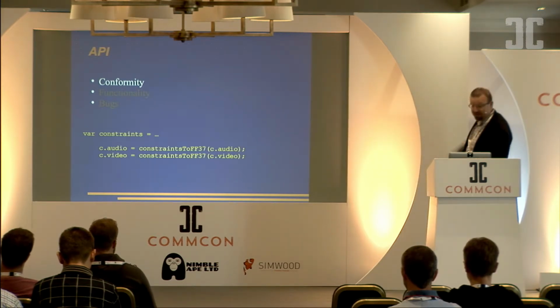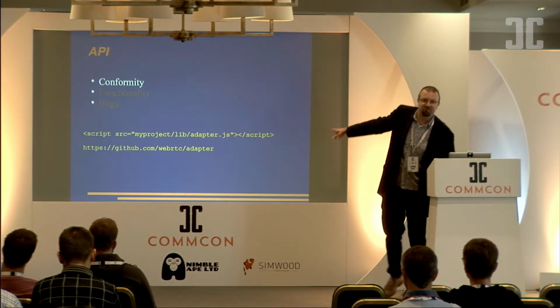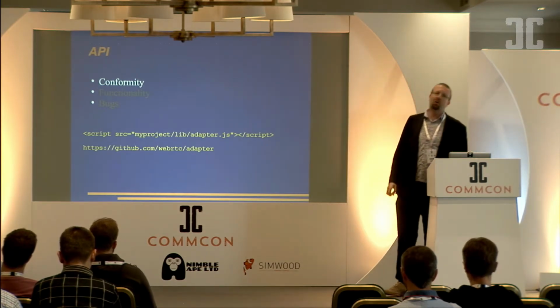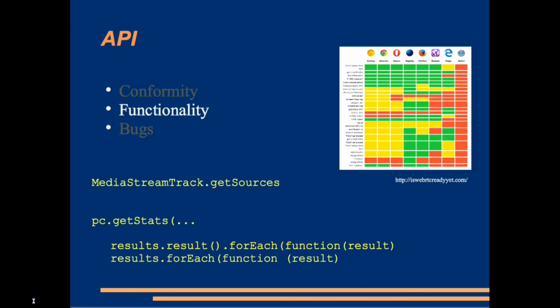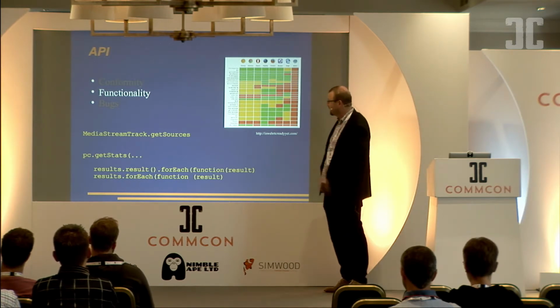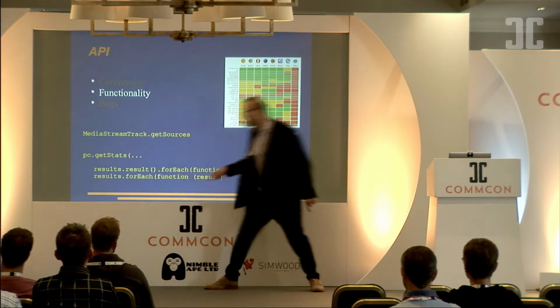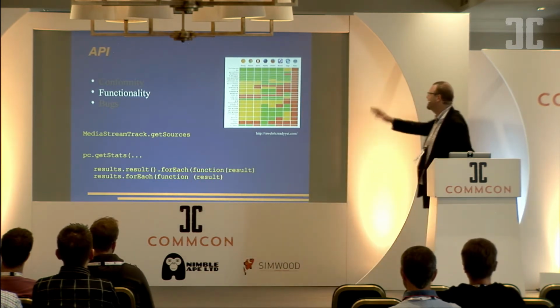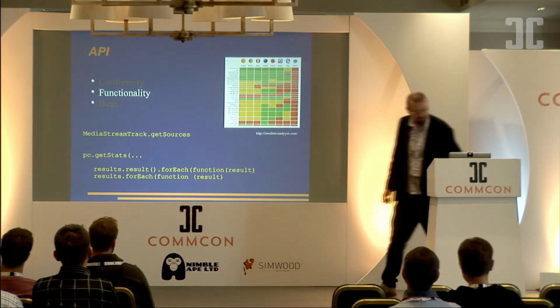The way you can do that is by writing your own, or just use Adapter.js. Adapter.js is great, it fixes all these things. Unfortunately, it's never quite up to date for what you want, so you end up having to fix it yourself manually anyway. Doesn't matter, move on. The functionality that you need is probably available in all of them. getSources is very easy. getStats is also very easy, except on some browsers where you have to go result and forEach, and on other browsers you just go forEach to iterate through each of the stats. That's incredibly simple. It's only 2 lines of code. The trick is knowing which 2 lines of code you need.